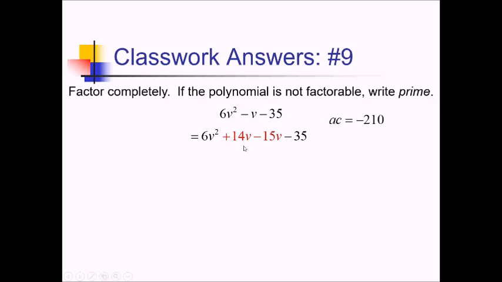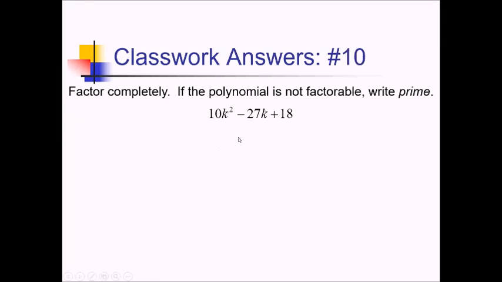All right, so we've got 2v coming out of the first 2 terms. That's going to be 3v plus 7 left over. And I can take a negative 5 out of the last 2 terms. That's also going to be 3v plus 7 left over there. Factoring out that 3v plus 7, that's going to leave me with 2v minus 5. And then we're done.